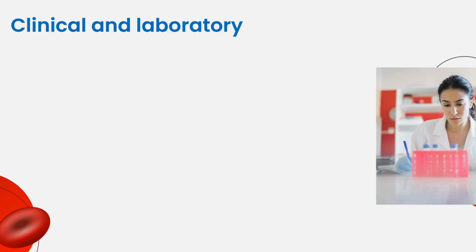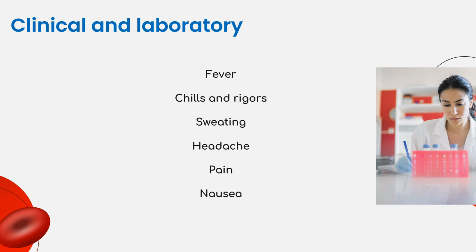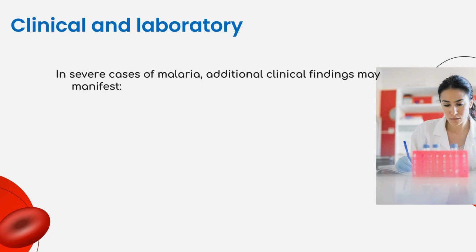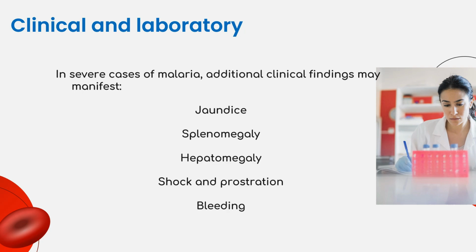Clinical and laboratory findings play a crucial role in diagnosing and assessing the severity of malaria. Fever, chills and rigors, sweating, headache, muscle pain, nausea, and diarrhea. In severe cases of malaria, additional clinical findings may manifest. Jaundice, splenomegaly, hepatomegaly, shock and prostration, bleeding, seizures or coma.